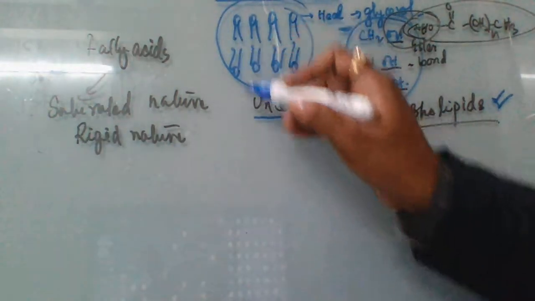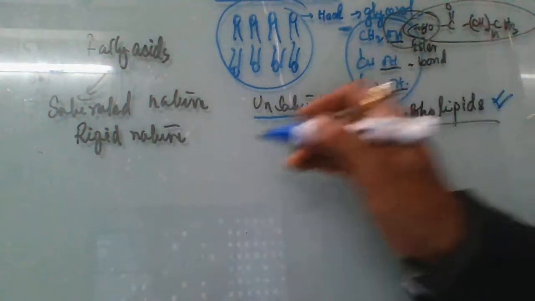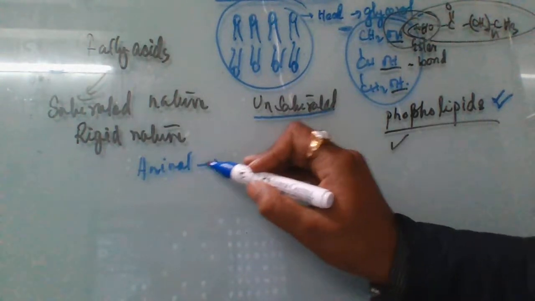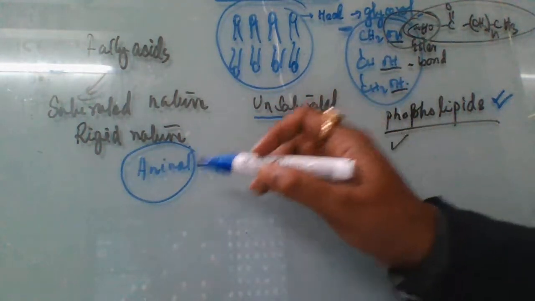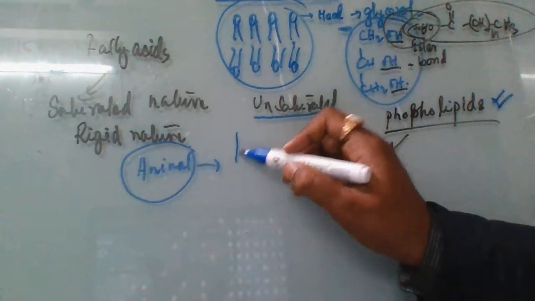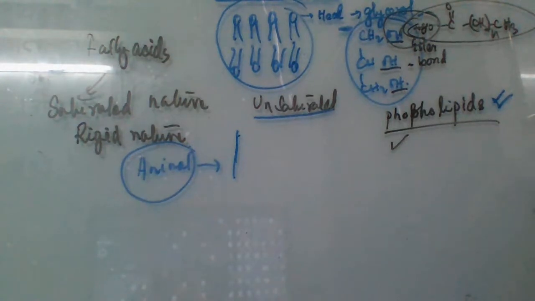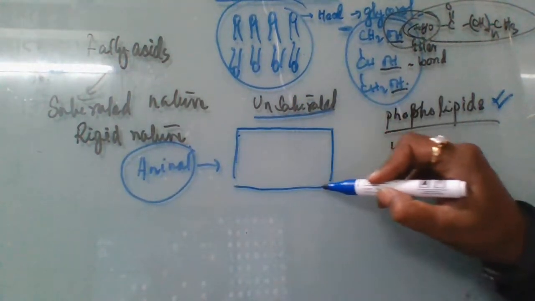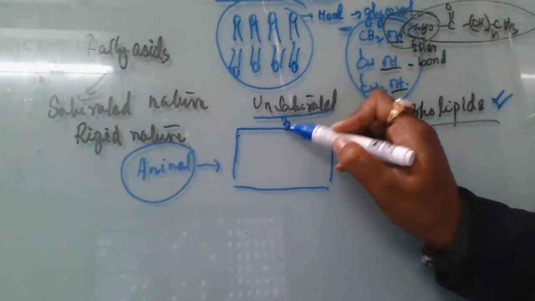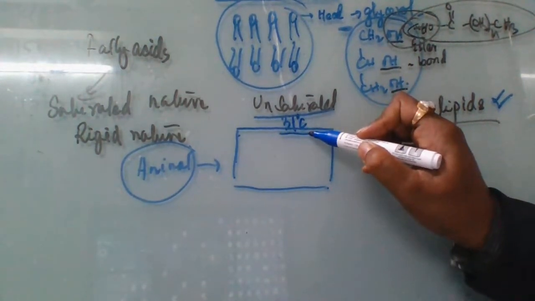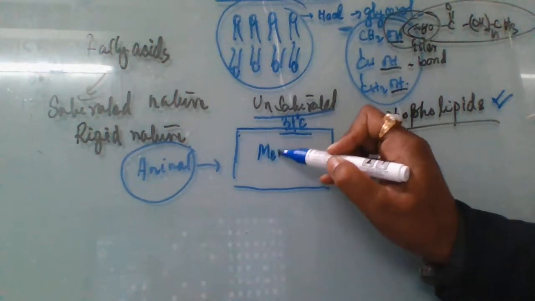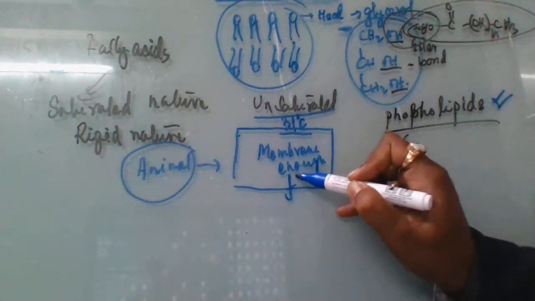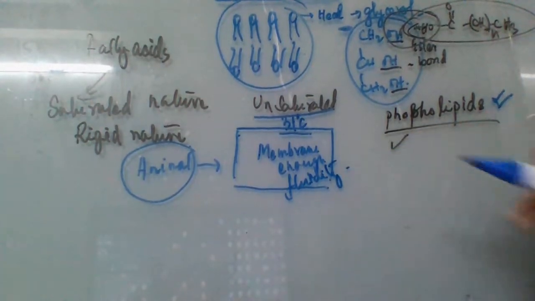How? Suppose we are discussing an animal living in a particular place. You can take hibernating mammals, pond-dwelling fishes, or a particular animal living in a desert. What happens is that at particular times they have two situations. Suppose it is a normal 37 degrees centigrade at daytime. So here the membrane has enough fluidity, so there is no problem.